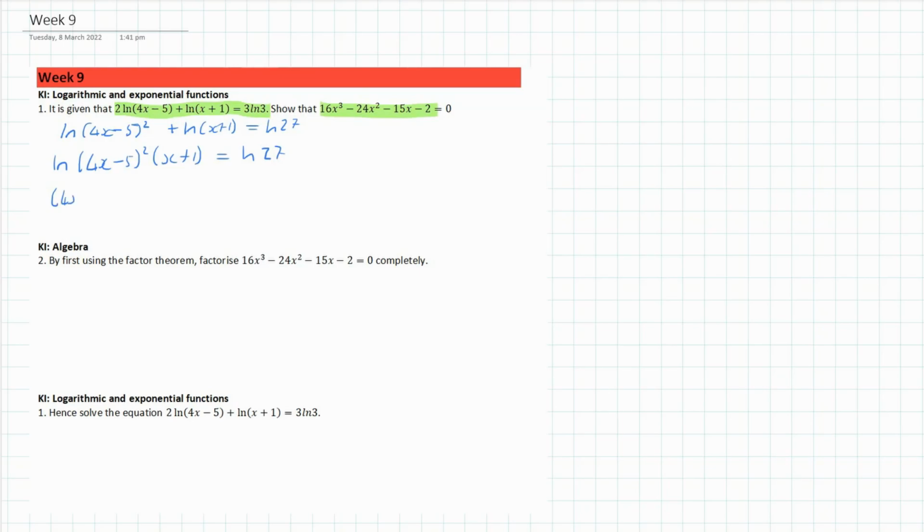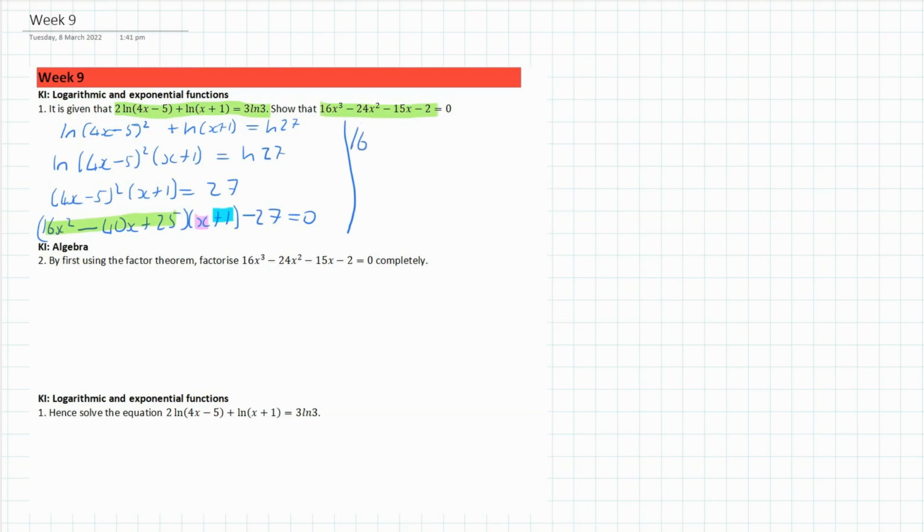Now I can actually remove those. So I get (4x minus 5) all squared times (x plus 1) equals 27. Now I'm going to expand that first bracket, so I get 16x squared minus 40x plus 25, bracket x plus 1, minus 27 equals 0. Now at this point I can expand out again, so I'm going to times everything in that first bracket by x, and then by 1, so that's how I'm going to expand that.